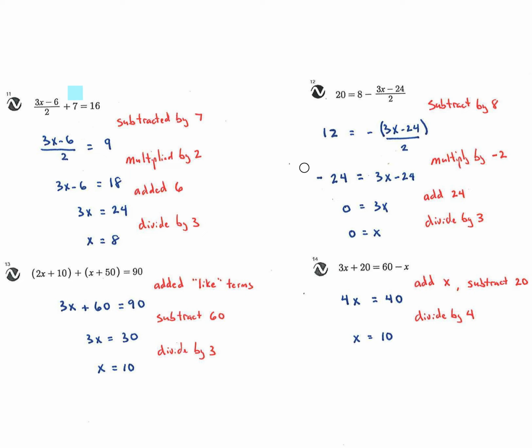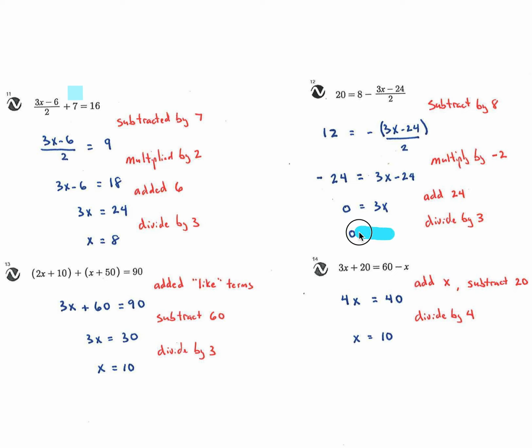If you look at number 12, I'm going to subtract 8, and then I have this negative 2, right? That's a negative dividing by 2. So then I'm going to multiply by negative 2. 12 multiplied by negative 2 is negative 24. And then I'm left with this parentheses. Then I'm going to add 24. And then I'm going to divide by 3.